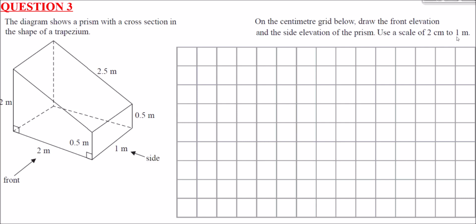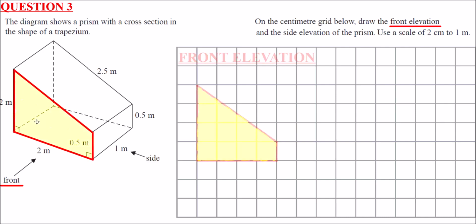So what this means here is essentially for every metre we have, we do double the number of squares. So first of all, let's consider the front elevation. The front elevation just means looking from the front from this direction. So if we were looking head on, we'd only be able to see this trapezium here, which we're going to highlight in red on the outside. So here we'd see this shape and this shape only from the front. So we draw on this.